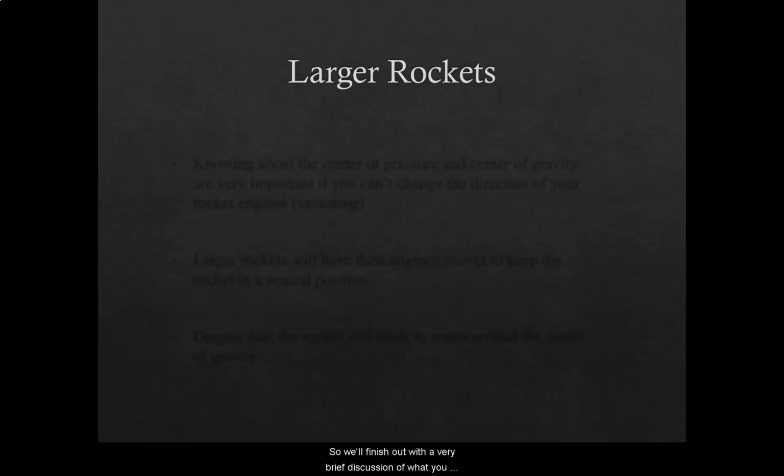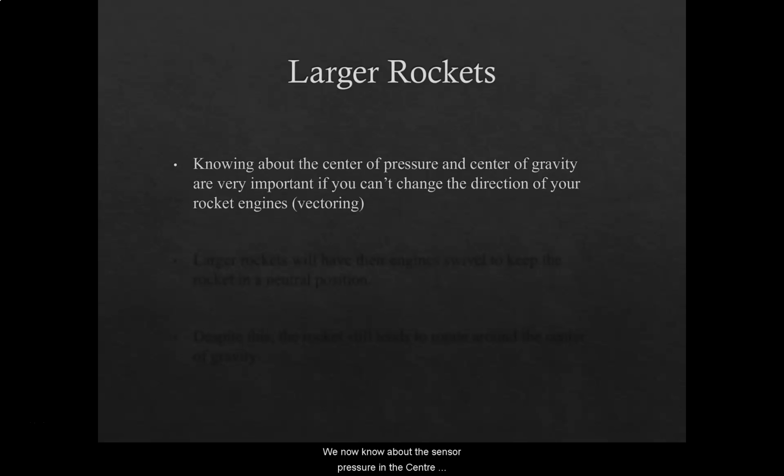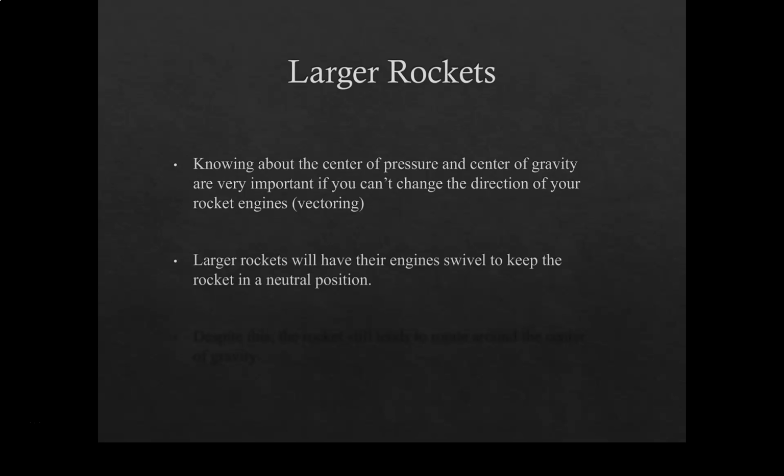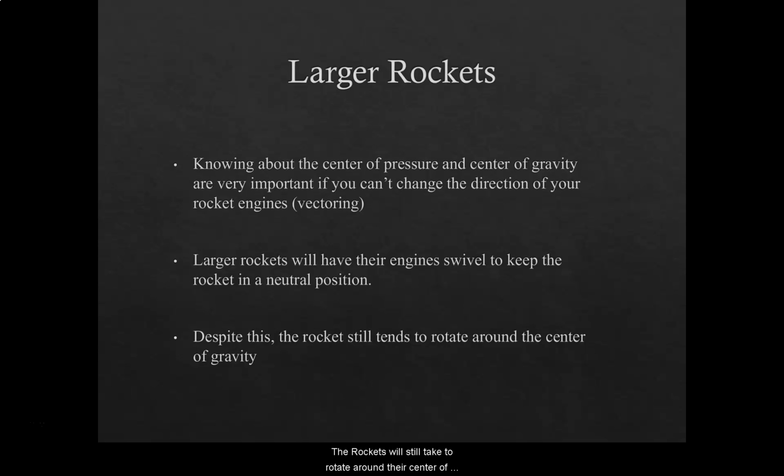So we'll finish out with a very brief discussion of what you do with bigger rockets, professional, commercial rockets, the types of rockets that are launched by space agencies like NASA or Russia or China or the Europeans. We now know about the center of pressure and the center of gravity. We understand why they are very important in the case of a situation where your rocket engines cannot be vectored, cannot change the direction of thrust. So bigger rockets basically account for the potential instability they encounter by allowing their engines to swivel in order to change the thrust vector and allow the rocket to maintain its neutral position. But despite this, the rockets will still tend to rotate around their center of gravity, so they still have to be very careful in designing the launch trajectory to ensure that they can successfully get to orbit.